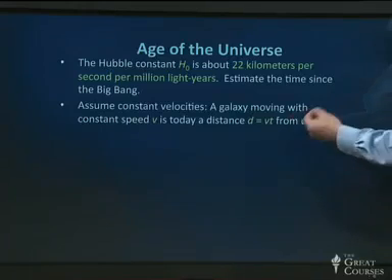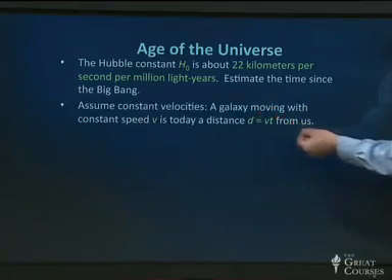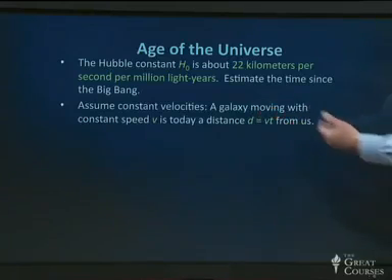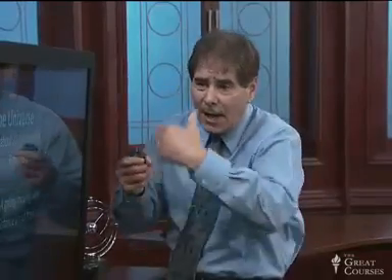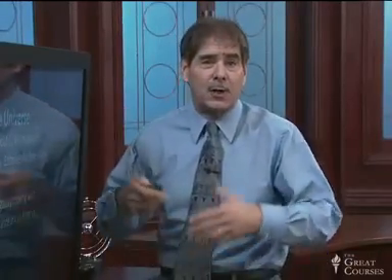Now, a galaxy moving with constant speed v is today a distance d equals vt from us. Distance equals speed times time. And so what we're going to do here is calculate the time when that distant galaxy was near us. And our calculation is really going to work for any galaxy. And so we're going to find the time when all the galaxies were basically in the same place. And we're going to call that time the start of the Big Bang, the beginning of the universe, the age of the universe.